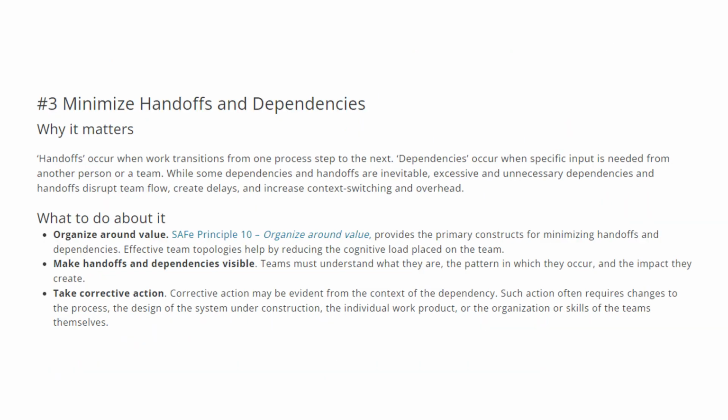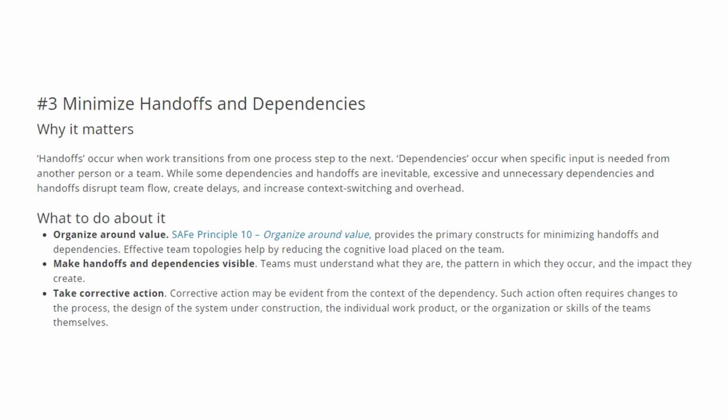How to apply the third accelerator, which is minimize handoffs and dependencies in the team flow. Why does it matter? Handoffs occur when work transitions from one process step to the next. Dependencies occur when specific input is needed from another person or a team. While some dependencies and handoffs are inevitable, excessive and unnecessary dependencies and handoffs disrupt the team flow, create delays, and increase the context switching and overhead.